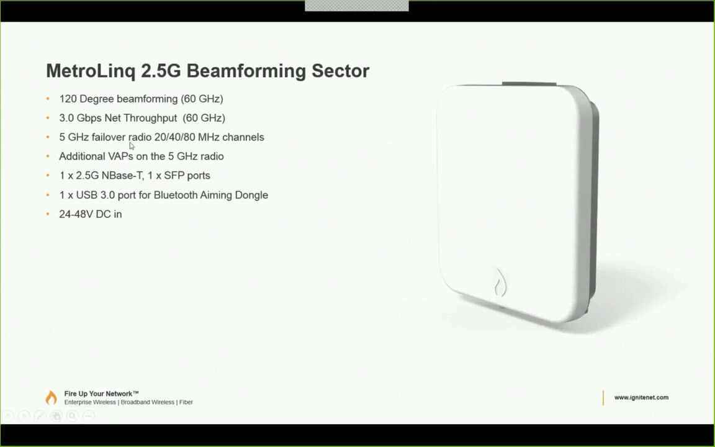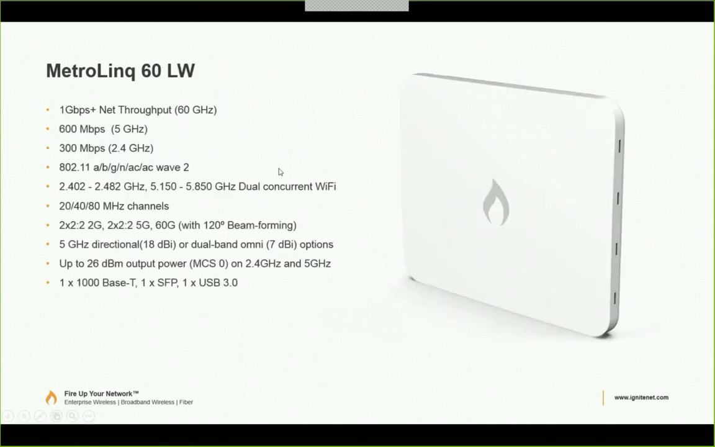This radio also has 5 GHz failover. As I mentioned, that 5 GHz radio can have additional access points or additional virtual access points to which you could connect other infrastructure clients or Wi-Fi clients. The same as with the 2.5 6019 and 2.5 6035, it also has the one N-base-T port and one SFP port, a USB 3.0 port, and 24 to 48 volt DC in.